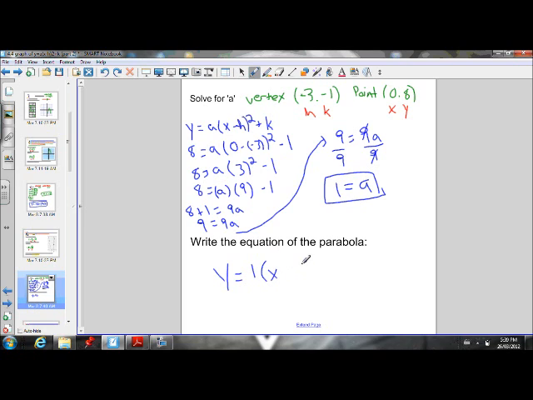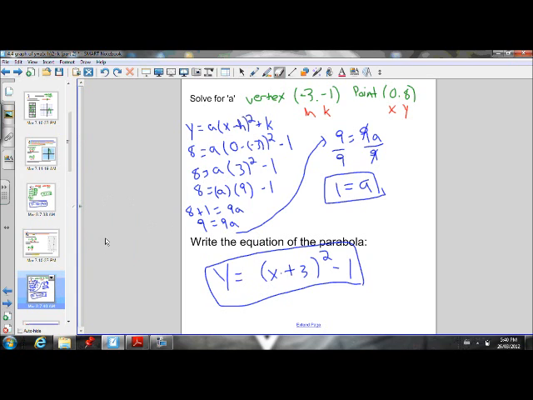So our equation for the parabola is y = 1(x - (-3))² - 1. So I have minus -3. But we know when we subtract a negative, that changes to addition. So really what I have is x plus 3, squared. And our k value is -1. There's our answer. And we don't really need that a value in front there. We don't really need to show that we're multiplying something by 1, because when we multiply something by 1, it just stays the same. So our final answer could just look like that. y = (x + 3)² - 1.